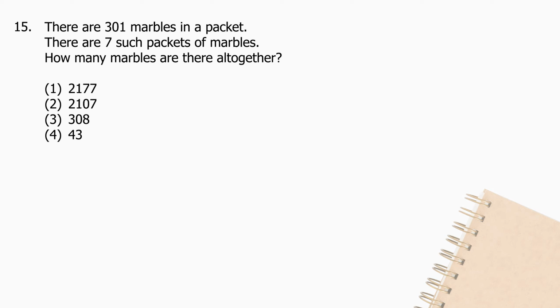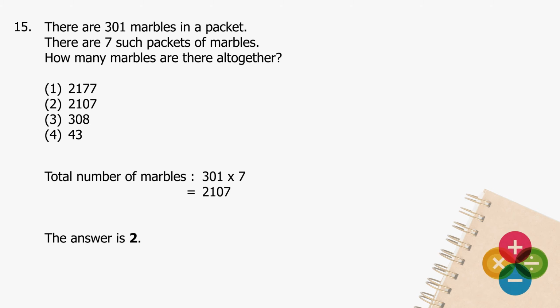Question 15. There are 301 marbles in a packet. There are 7 such packets of marbles. How many marbles are there altogether? The total number of marbles will be: multiply 301 by 7, and the product is 2107. The answer is 2.